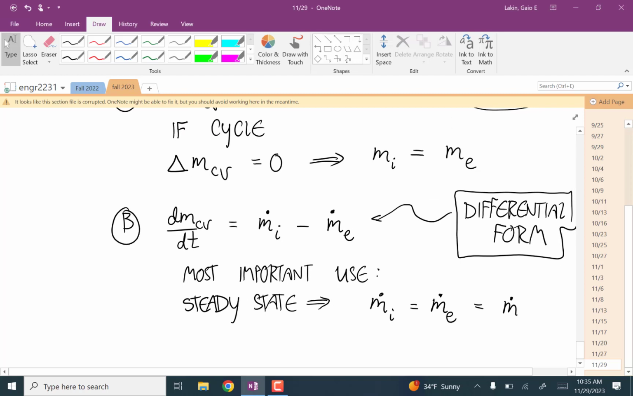We also did some things with this, remember, so if you start with this differential form, you can integrate it through time and figure out, if it's not steady state, how long it is going to take to get us to a certain level of mass inside the device or whatever, if the inlet is doing this and the exit is doing this.